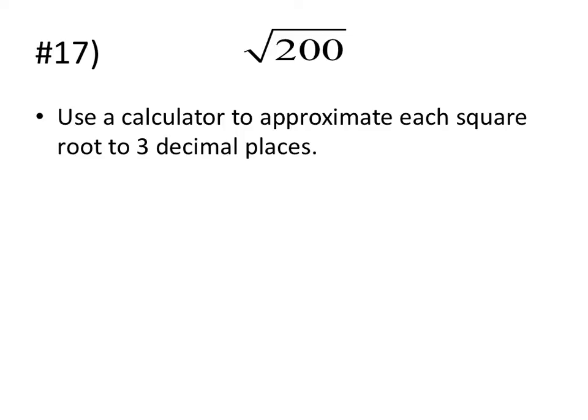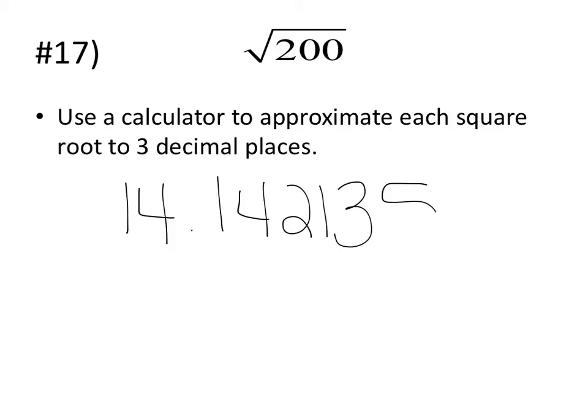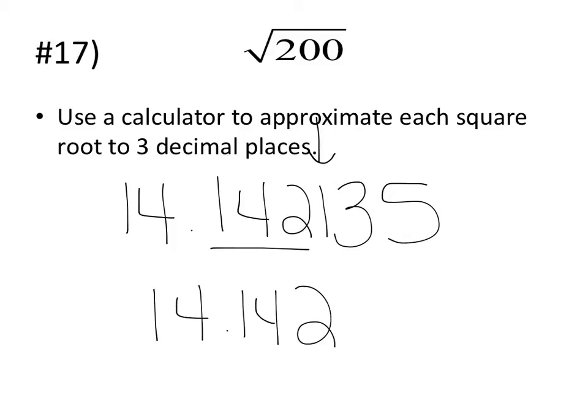Now if you have a graphing calculator, you'll actually hit the square root button first. 14.142135. This number is not above 5, so it's just 14.142.